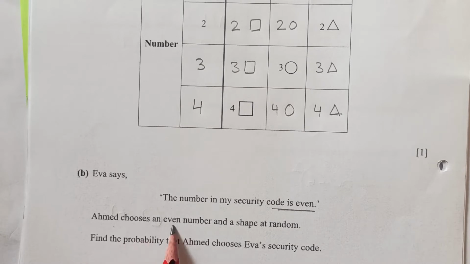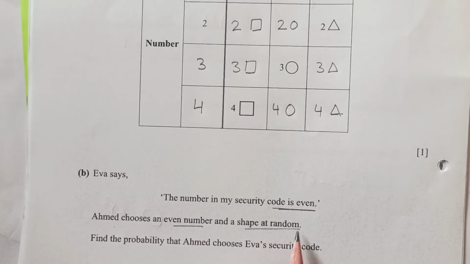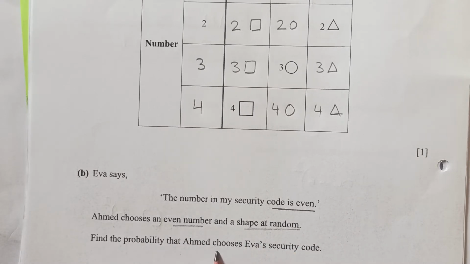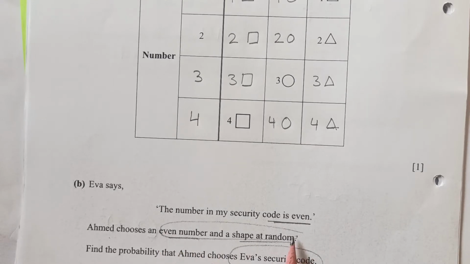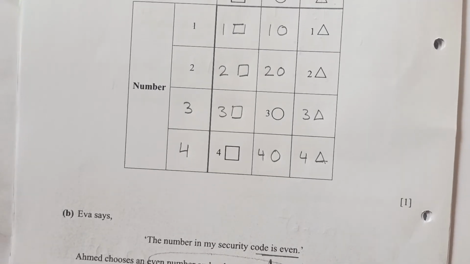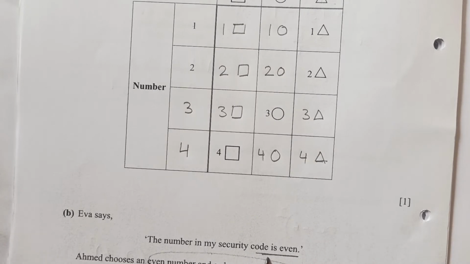Ahmad chooses an even number and a shape at random. Find the probability that Ahmad chooses Eva's security code. So, Ahmad chooses an even number and a shape. Eva chooses an even number, so we are now looking for an even number and a shape.